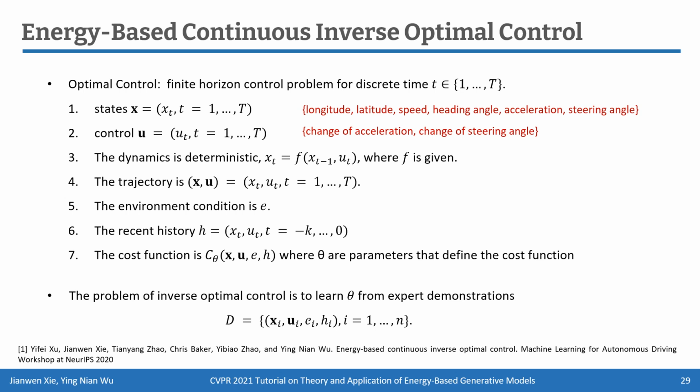The dynamics f is known. We use bold x and bold u to represent time sequences of state and control respectively. The trajectory is the pair of bold x, bold u. The cost function with learnable parameters is defined on the trajectory and some history and environment conditions. The problem of inverse optimal control is to learn the parameters of the cost function from expert demonstration D.